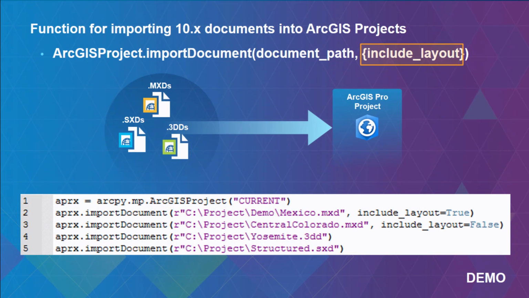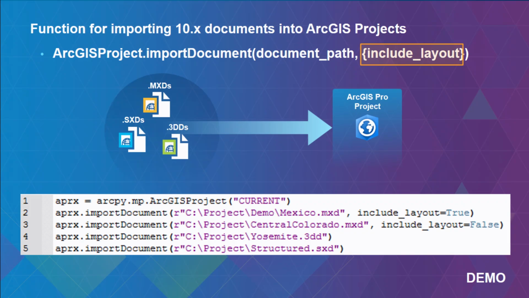We also have, off of the ImportDocument function, this Boolean parameter called include_layout. And this is useful when you're importing multiple MXDs into a single ArcGIS Pro project. So for example, if you're consolidating like 50 map documents into a single ArcGIS Pro project, you may not want 50 layouts clogging up your project. So keep in mind that an MXD always has a layout, but a lot of people just work in data frame mode and they don't even look at the layout. So that's useful for this type of workflow.